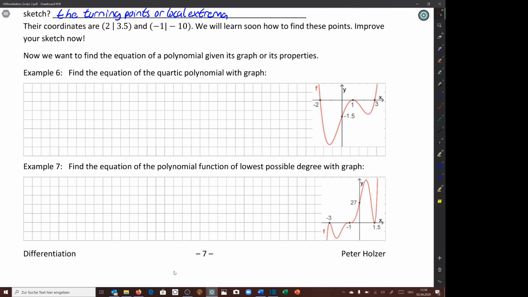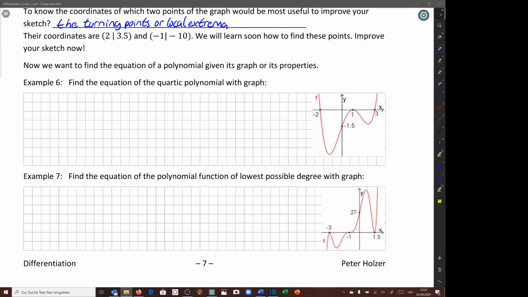For the last two examples, we invert the question. Until now, we were given the equation of a polynomial function and we wanted to sketch the graph. Now we're given the graph of the polynomial function and we want to find its equation. In example 6, we're given that a polynomial is of degree 4, quartic, and this is its graph, so let's find its equation. The idea is to use the 3 zeros here to find the ansatz and then use the point here given, the y-intercept, to find the last remaining parameter. Do it on your own, stop the film, and here comes the result.